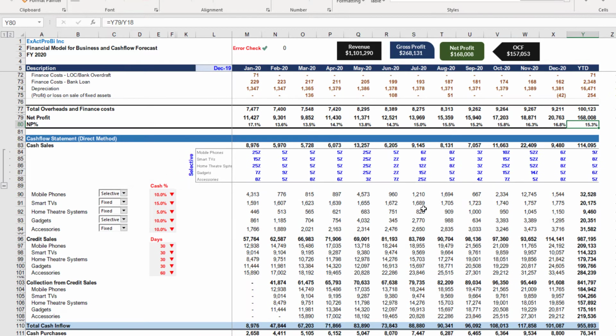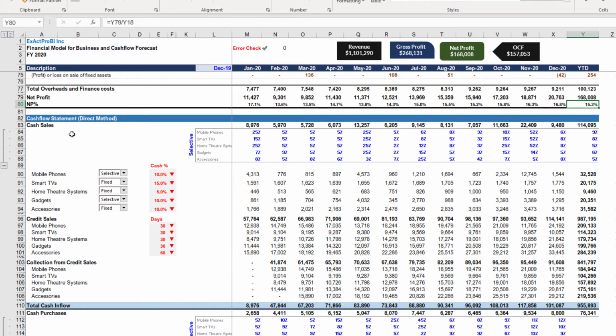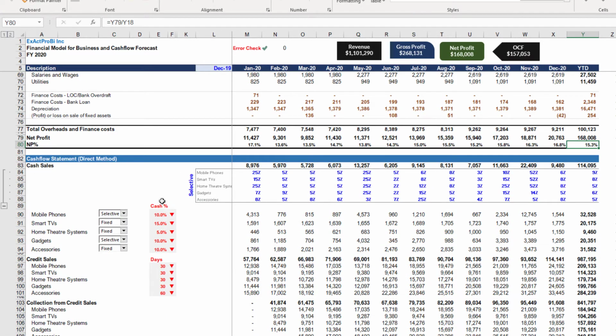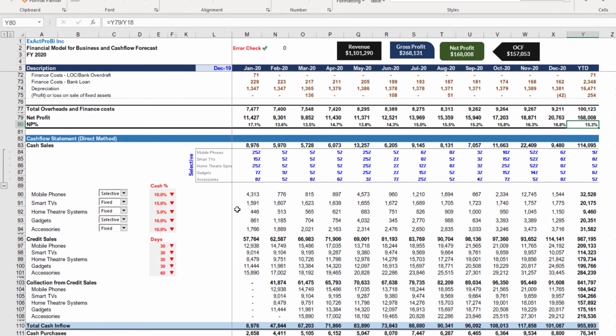So here we have assumed this is accrual based accounting, because most of the businesses these days have adopted the accrual accounting concepts rather than cash accounting. The cash flow statement starts with the cash sales. Now in this particular nature of business, we will have some over-the-counter cash sales. So here you can assume the amount of cash sales you are having.